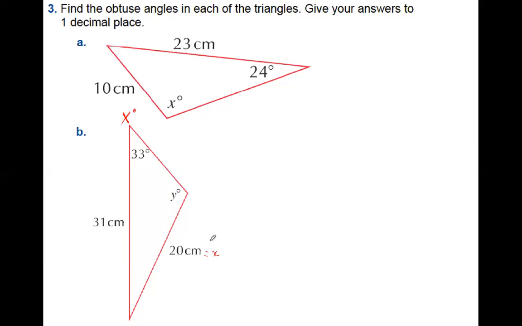Mm-hmm. So the first thing we're going to write is x divided by sine 33 equals 31 divided by sine y. So x is 20, right? Is it not 20 over sine 33? Yeah. Just missing one step if you want. So 20 over sine 33 is the same as 31 divided by sine y.